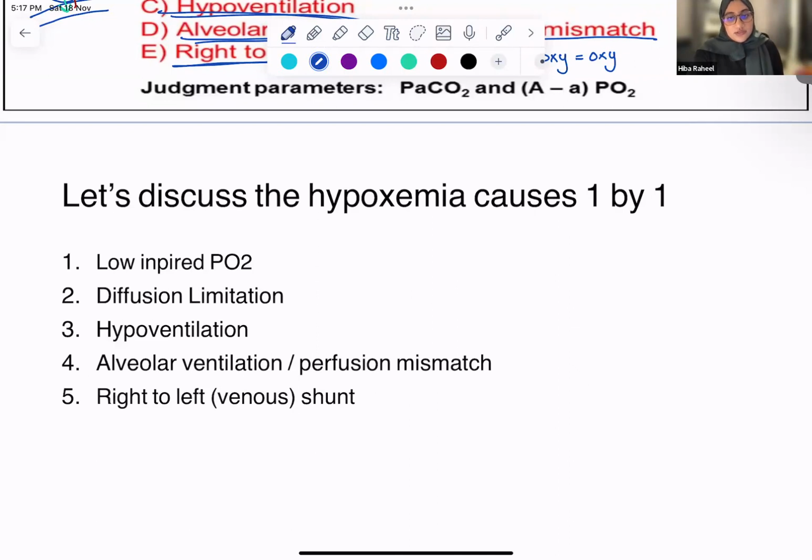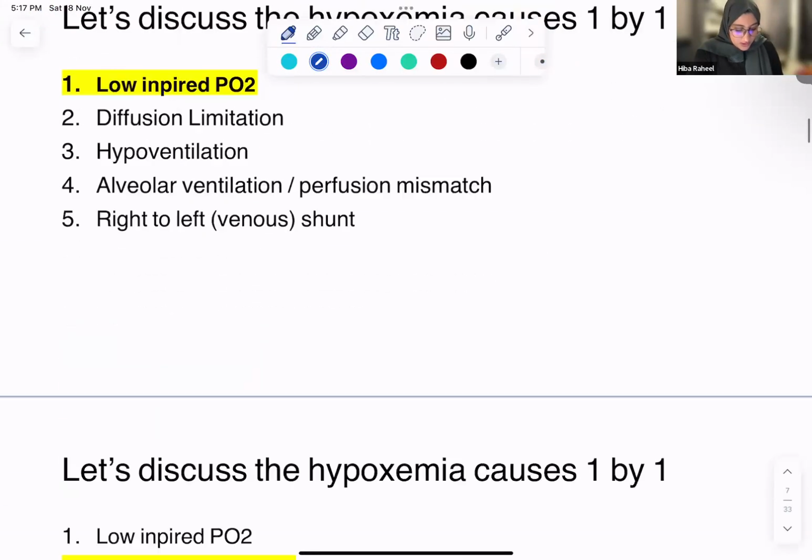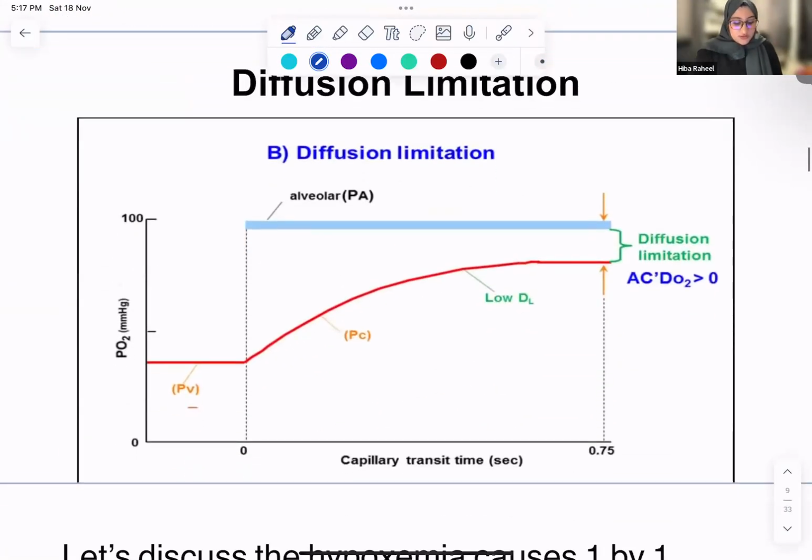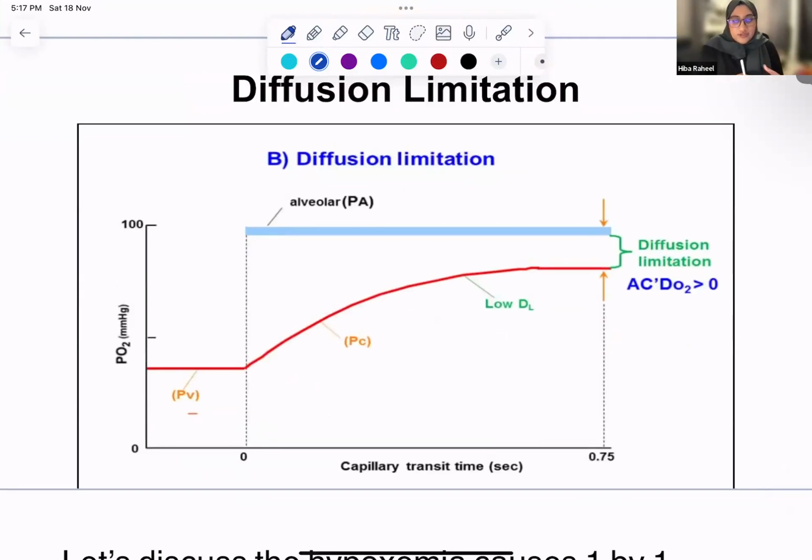Okay, so I don't think that there is any confusion. We're going to move on to diffusion limitation. Basically, with diffusion limitation, here is where it starts picking up pace.